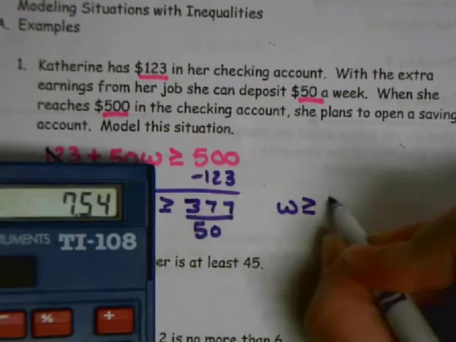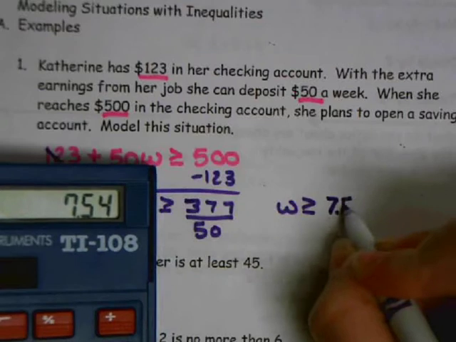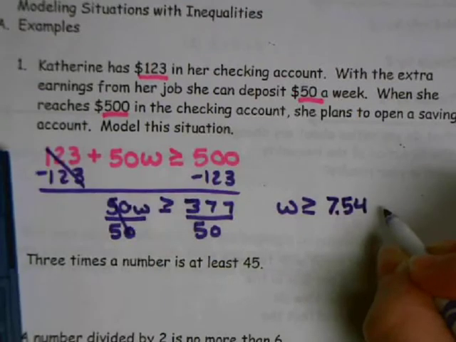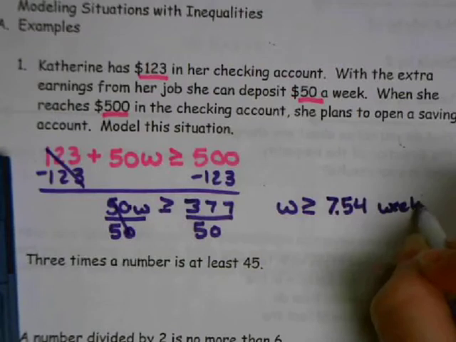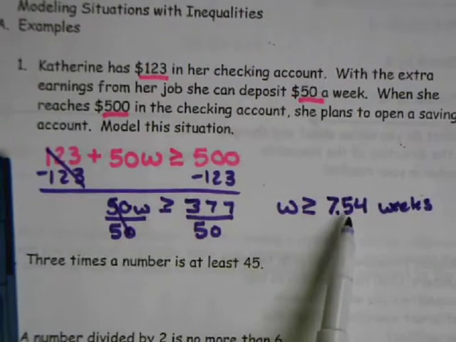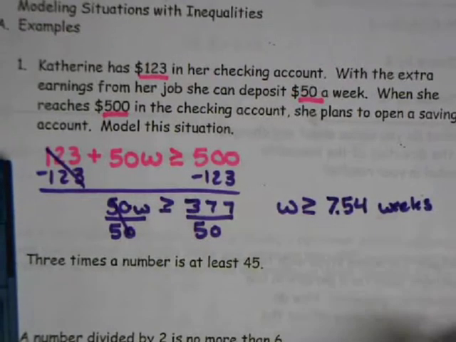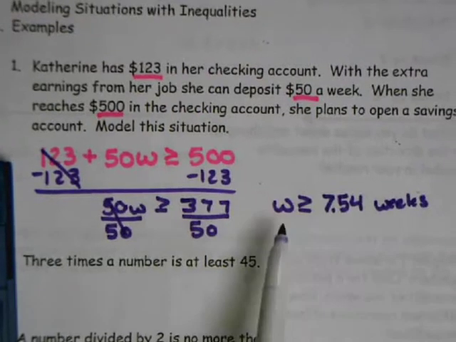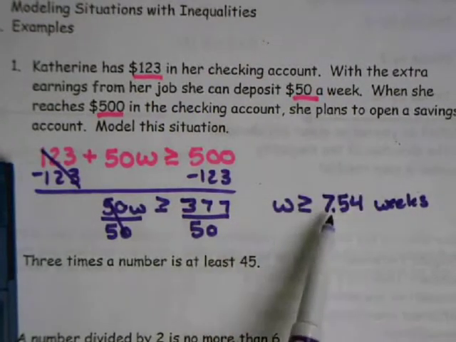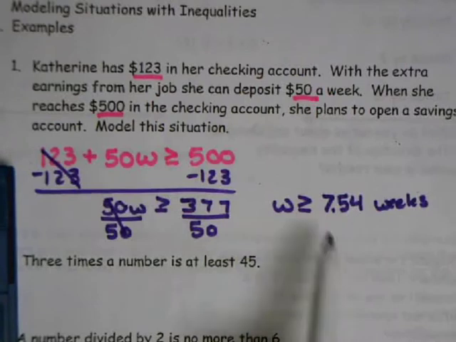So W is greater than or equal to 7.54 what? What's our unit here for this? That was weeks. So it's going to take her at least 7.54 weeks to do this. Now, she's only putting in $50 every week. She's not putting things in at the half-week mark.